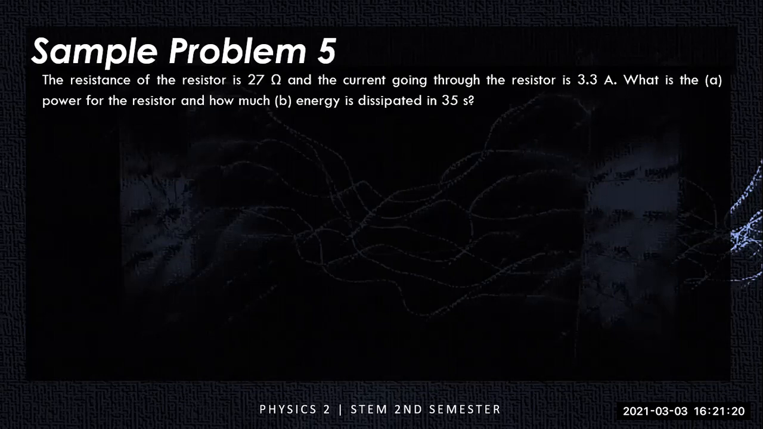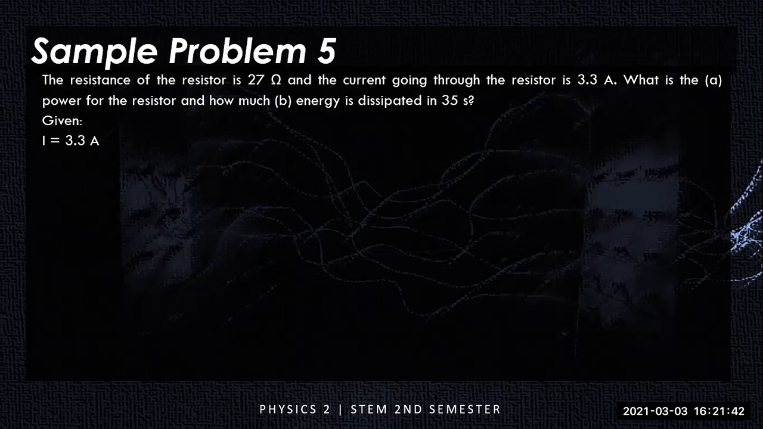Let's have the next one. The resistance of the resistor is 27 ohms and the current going through the resistor is 3.3 amperes. What is the power of resistance for the resistor? That's for the first computation. And B, the energy dissipated in 35 seconds. So in order to compute for the energy, we just need to compute first for the power.